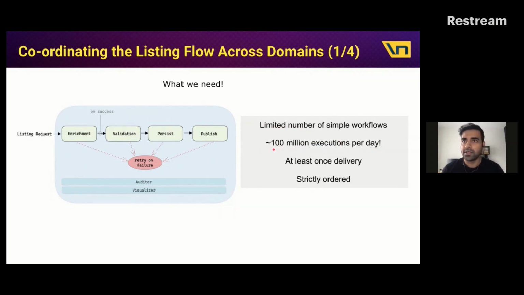Of such workflows, we have a limited number, such as enrichment, validation, persist. We may have a workflow which just does enrichment and validation, and so on. But they're fairly simple, and a key characteristic is that they are unidirectional. So you don't have a step that goes from persistence to enrichment and so on. And we need these steps to be strictly ordered. That is, persistence happens after validation, and publish happens after persistence. So these were some of the requirements that we had.